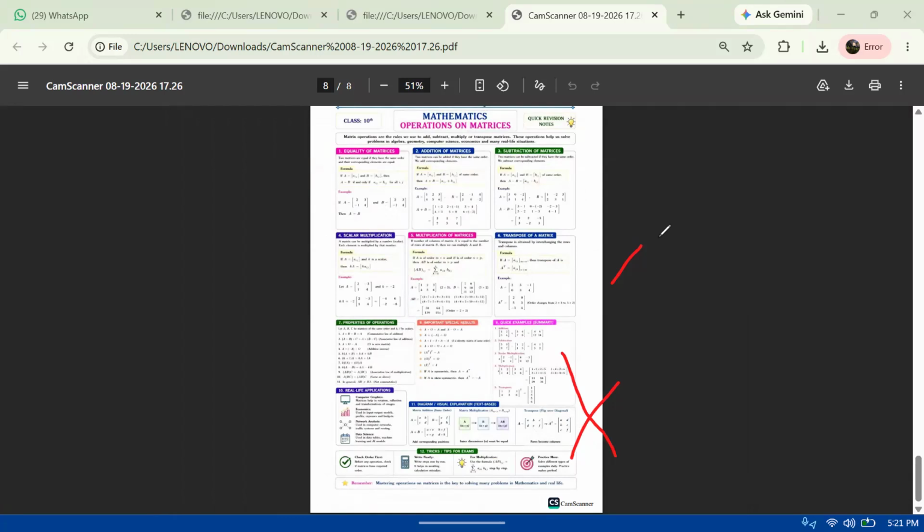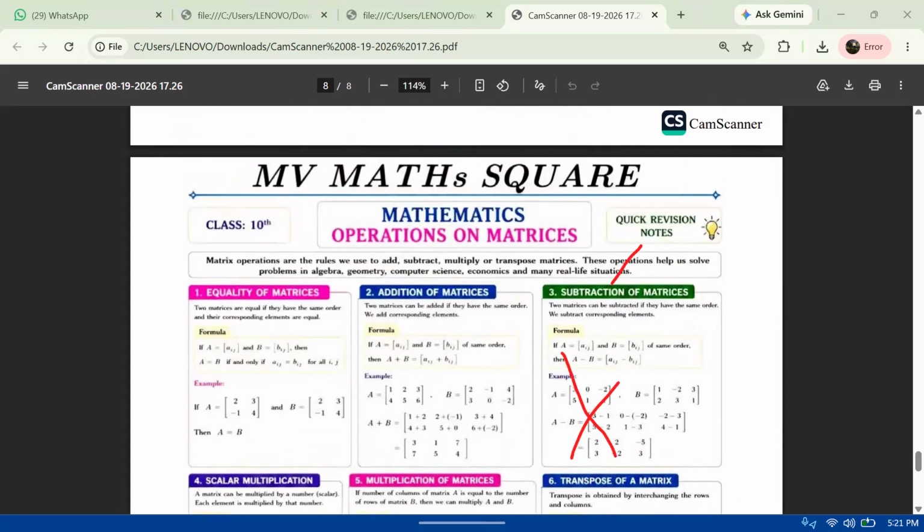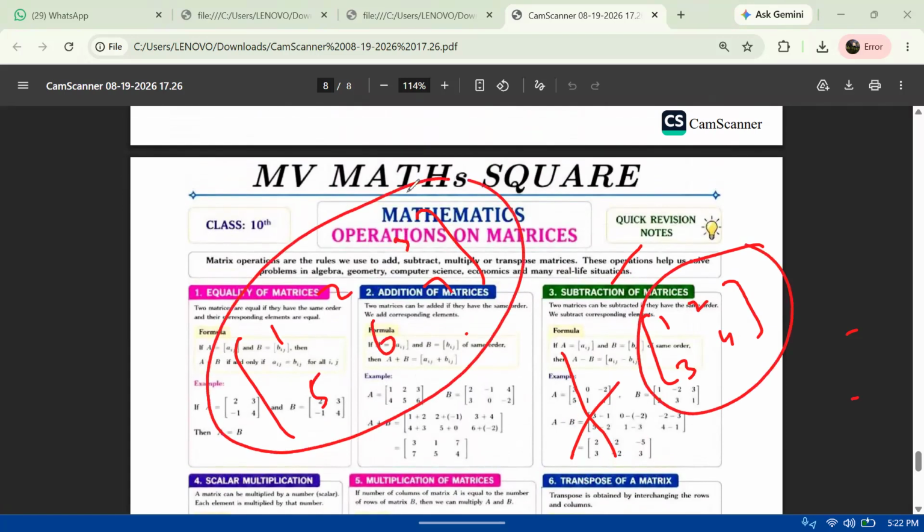So, what is the matrix? Matrix is simply an array of numbers enclosed in a pair of brackets, like 1, 2, 3, 4. This is a matrix. And in a similar way, this is also a matrix: 1, 2, 3, 4, 5, 6, 7, 8. It's called the square matrix. It's called the rectangular matrix.